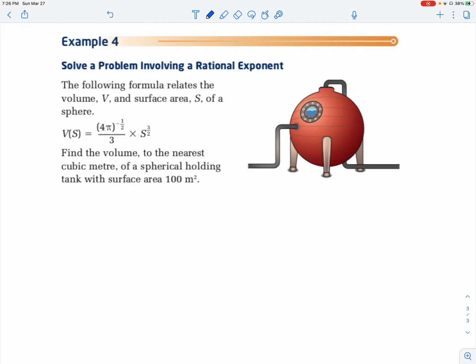Hi, welcome to our last example for 3.3 rational exponents. In this example, we're just going to solve a problem involving a rational exponent.